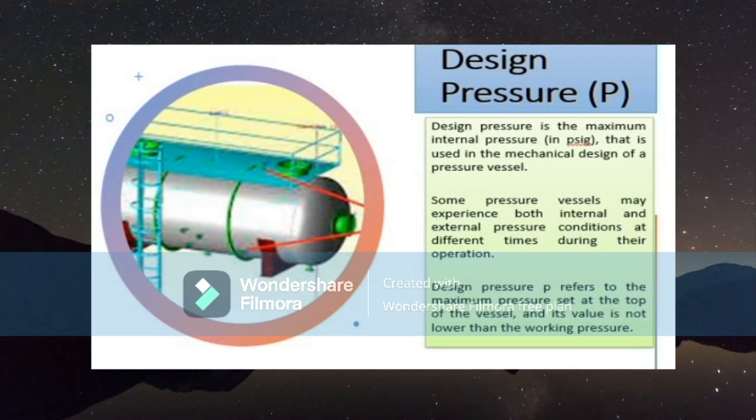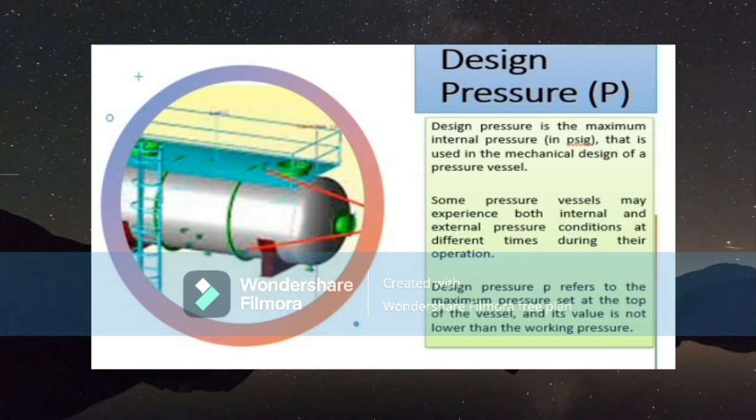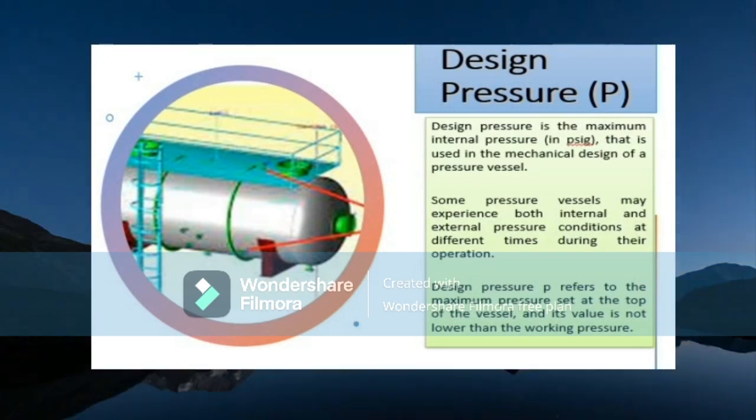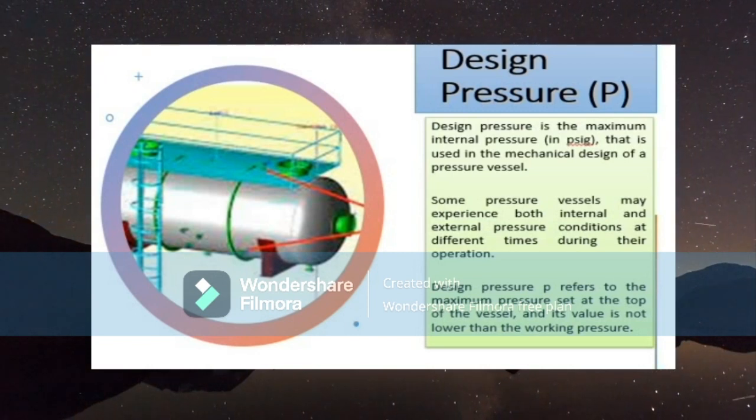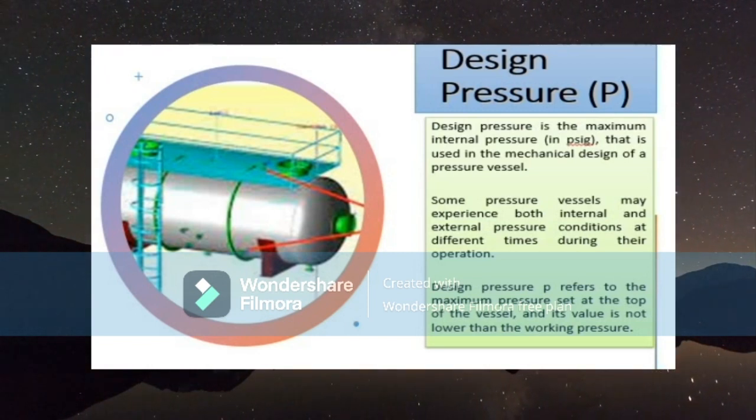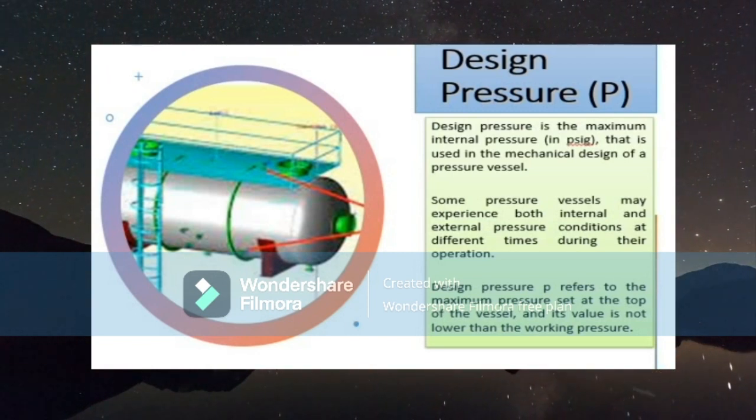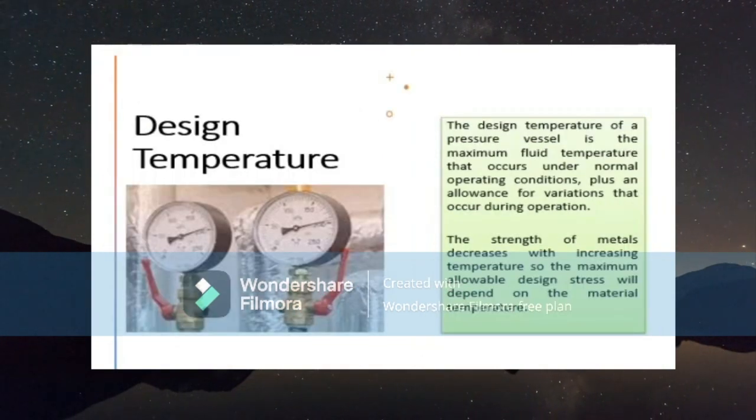design condition. Design pressure P refers to the maximum pressure set at the top of the vessel, and its value is not lower than the working pressure. Both the design pressure and the corresponding design temperature are usually used as the condition of the design load.